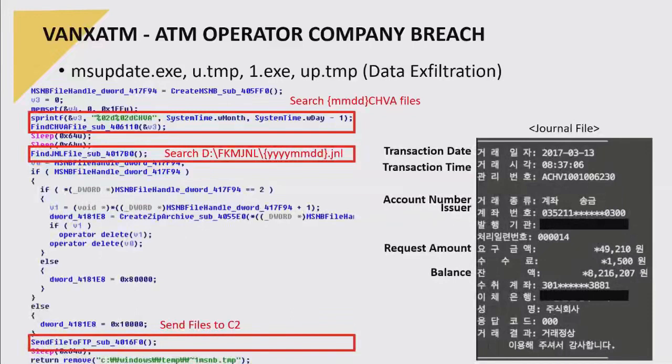What is the journal file? Journal file is like this. The journal file includes some transaction details, including date, number, time, request amount, and the balance. And after it collects this information, it will send it back to the C2 server.